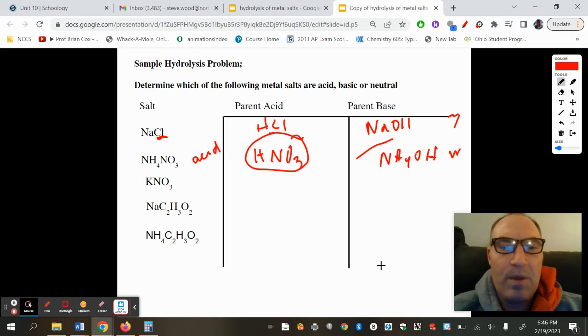Okay, let's do another one. This would be HNO3 again. And this would be KOH. These are both strong. So this would be a pH of 7.